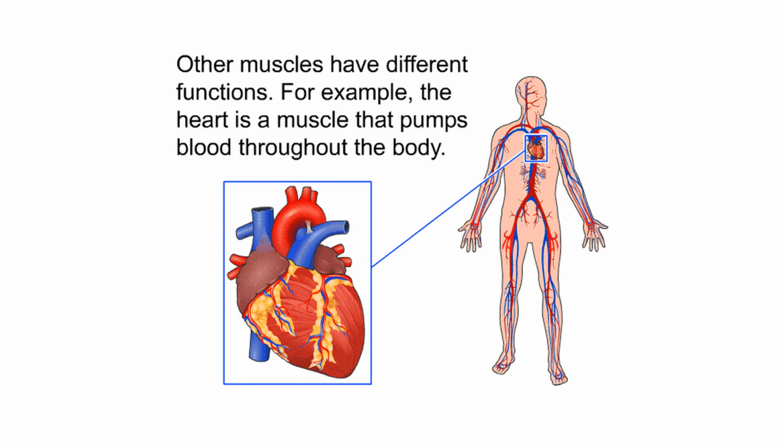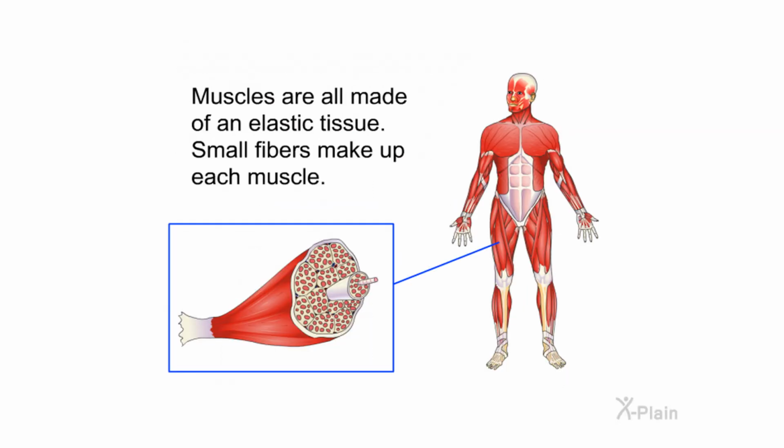Other muscles have different functions. For example, the heart is a muscle that pumps blood throughout the body. Muscles are all made of an elastic tissue. Small fibers make up each muscle.